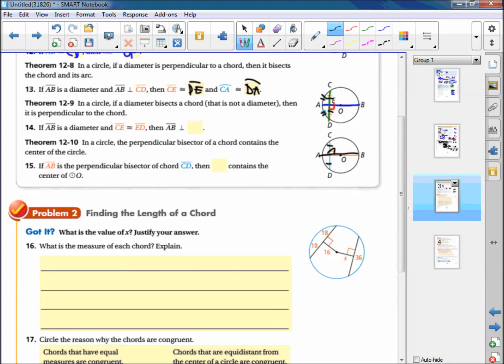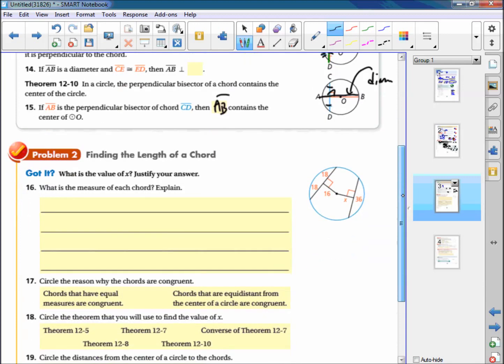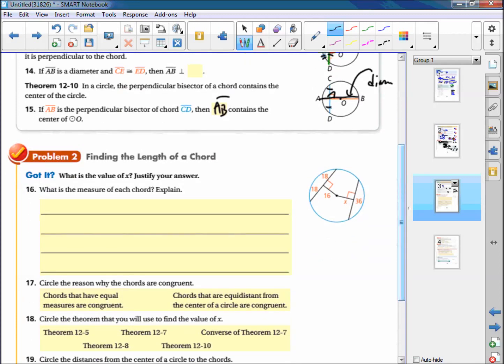All right, so if AB is perpendicular to CD, then AB contains the center O. So this had to have been the diameter. So in a circle, the perpendicular bisector of a chord contains the center of the circle. So that perpendicular bisector is going to be the diameter.